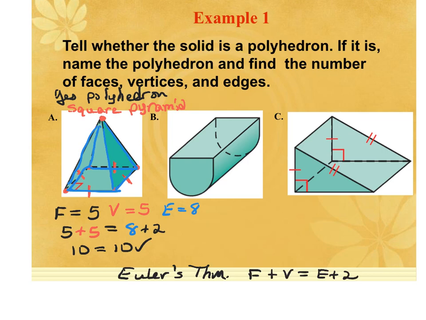The next shape, the next solid that's in part B, notice we have a curved edge here, making this not a polyhedron. Then for figure C, notice there are no curved sides, so we're going to say yes, this is a polyhedron.